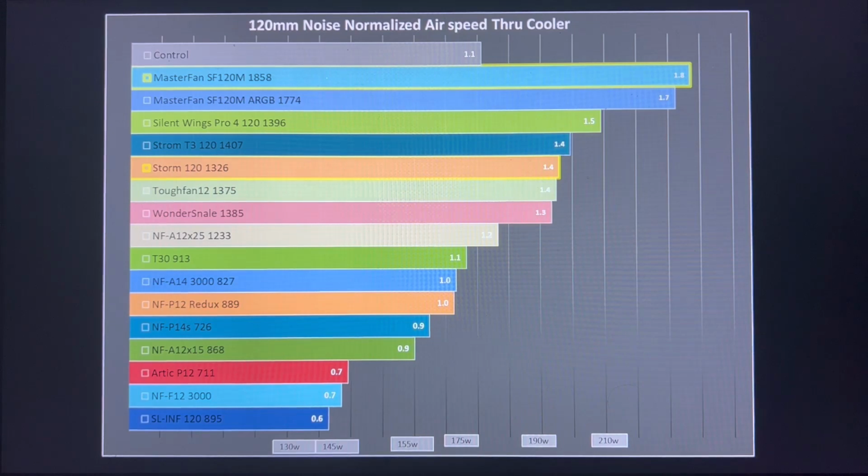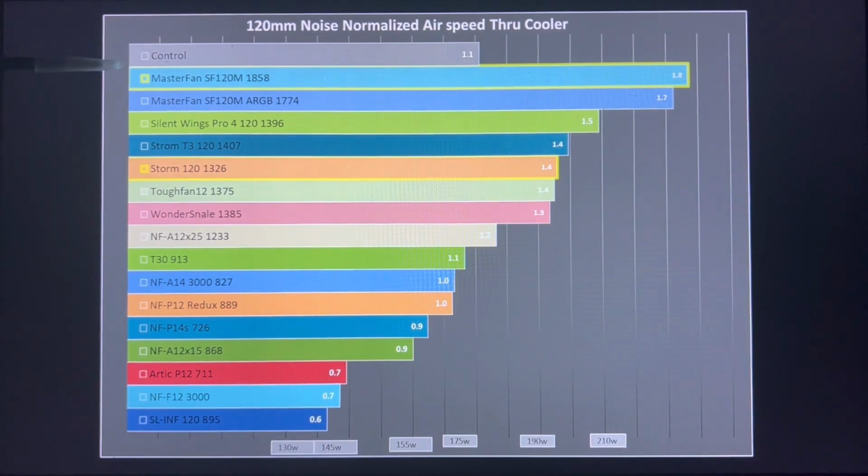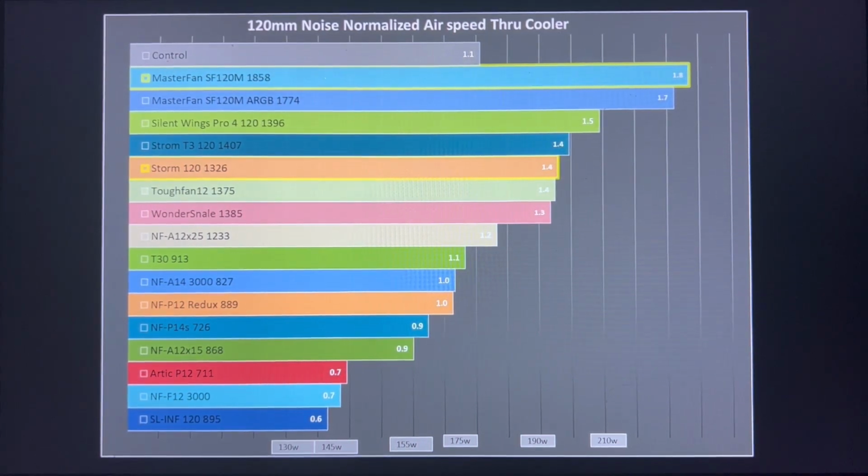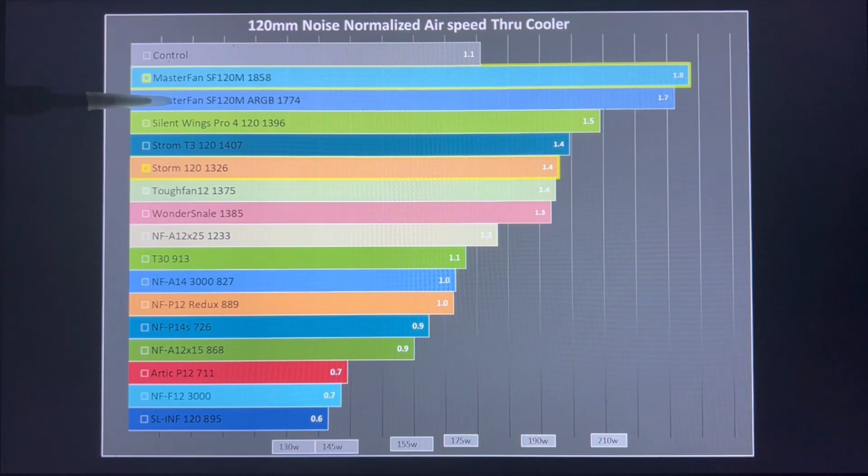Back to this data, now that I've gotten all of my explanations out of the way. The Master Fan SF120M was spinning at 1,858 RPM. I have the ARGB version as well. The ARGB ended up spinning a little bit slower, interestingly enough, despite them having the same fan geometry and everything. And this led to a 0.1 meters per second difference in airspeed. So it's a very good result. So if you want RGB in your case, you could get the ARGB version and you're really not losing anything.